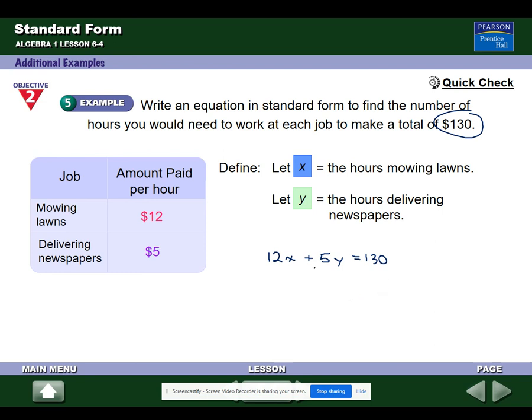And then there's a whole bunch of combinations in between, which is probably the most realistic of the problems, right? You could work, let me think, 5 hours, just trying to pick nice numbers, 5 hours mowing lawns, that would be $60. Then you'd have to make another 70 doing this, so 14. You could mow lawns for 5 hours, deliver papers for 14, and that would give you your $130.